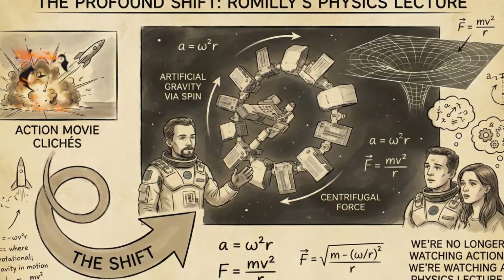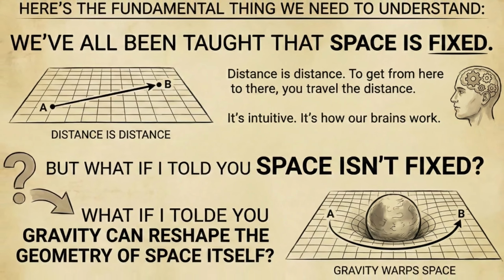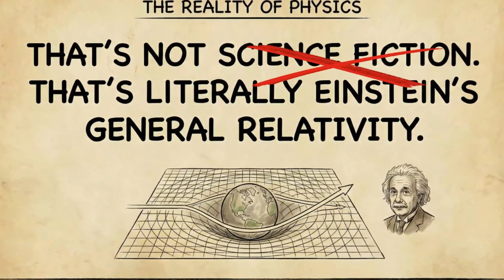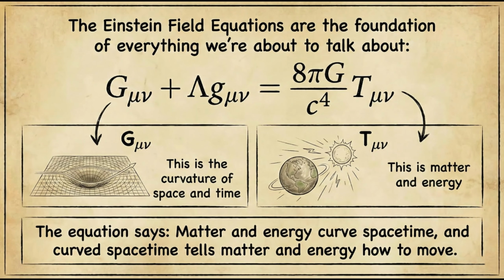Here's the fundamental thing we need to understand. We've all been taught that space is fixed. Distance is distance. To get from here to there, you travel the distance. It's intuitive. It's how our brains work. But what if I told you space isn't fixed? What if I told you gravity can reshape the geometry of space itself? That's not science fiction. That's literally Einstein's General Relativity. The Einstein field equations are the foundation of everything we're about to talk about.